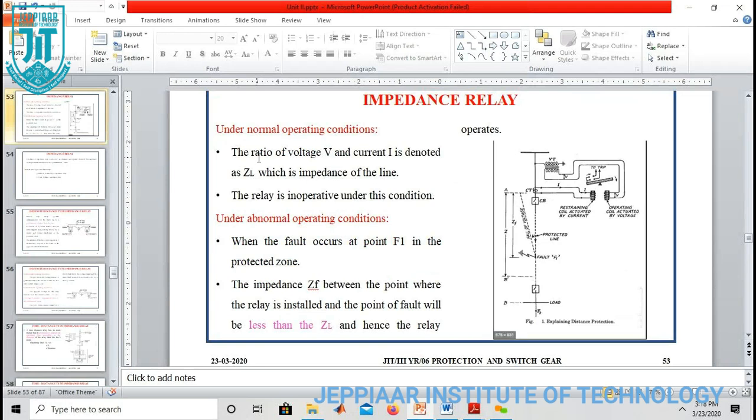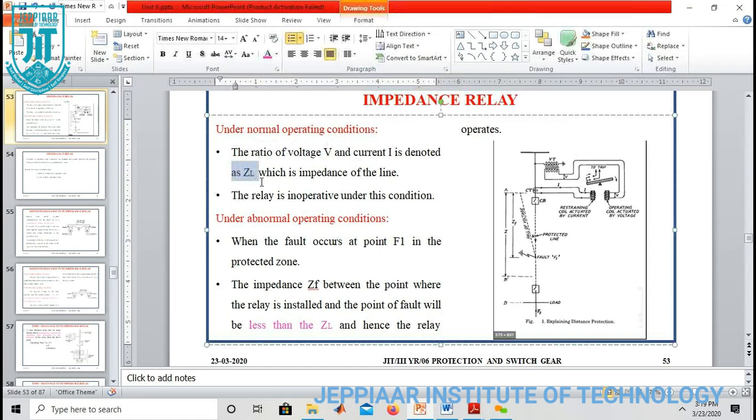Under normal operating condition, the ratio of voltage V and current I is denoted as ZL. V by I, voltage by current, is called impedance, and that value is nothing but ZL. In this case, with ZL, the relay is inoperative. Only if that ZL is reduced will the relay operate.